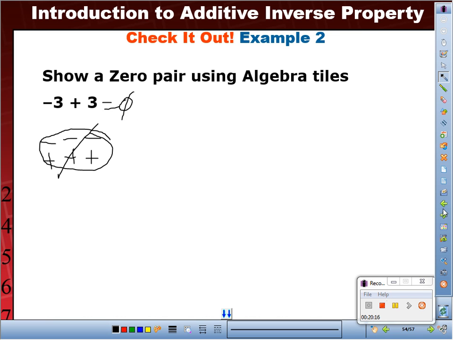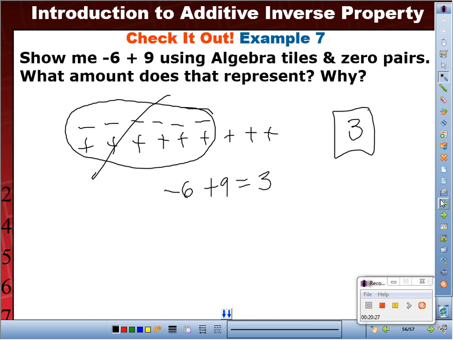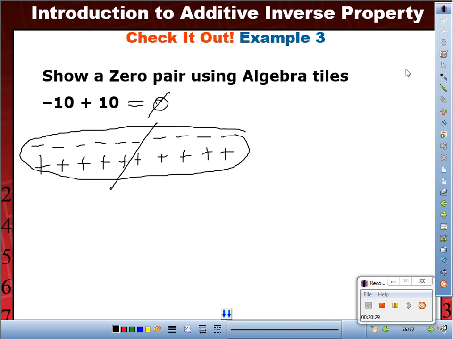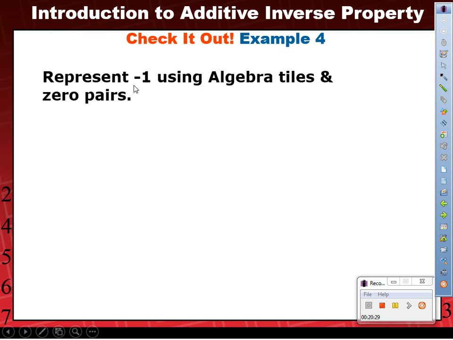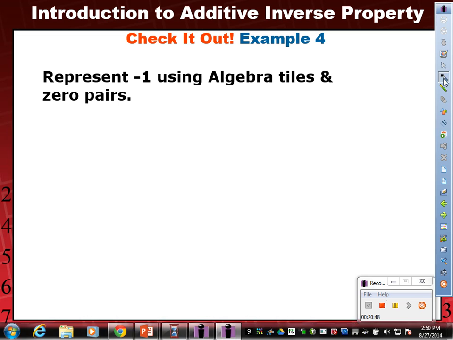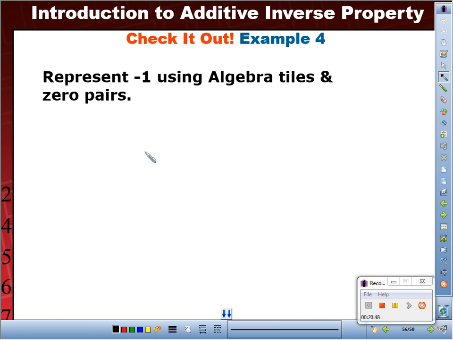However, for this next one, they're asking us to represent -1. Not 0, -1. But they also want us to use 0 pairs. So what is the first thing that you think as soon as you see that they want us to represent -1? What do you do? Yes. So he said, put down a negative tile. Who agrees with that? Okay, do that please.